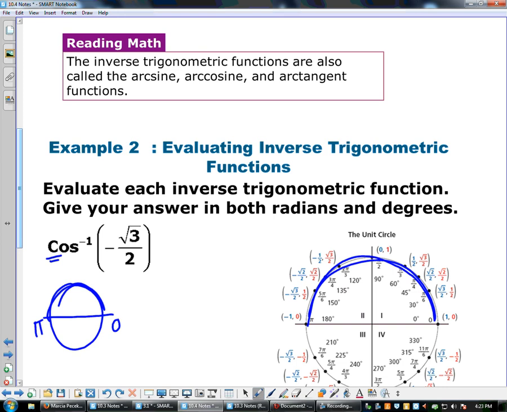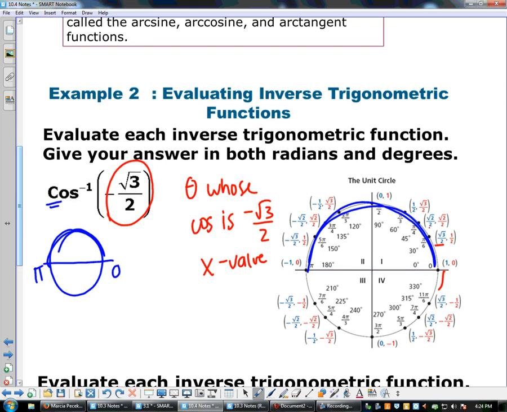So where do I have an angle whose cosine is going to be negative square root of 3 over 2? I'm looking for an angle whose cosine is negative square root of 3 over 2, which means the x value is negative square root of 3 over 2. So taking a look here, if I check all my x values, I find that right here, there's the x value that I'm looking for.